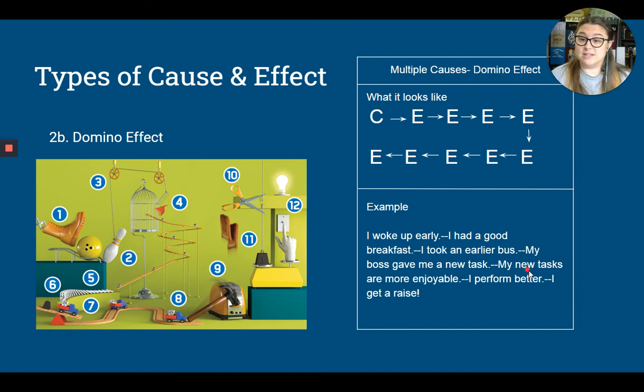My new tasks are much more enjoyable. And because they're enjoyable, I'm performing better. And because I'm performing better, I get a raise.